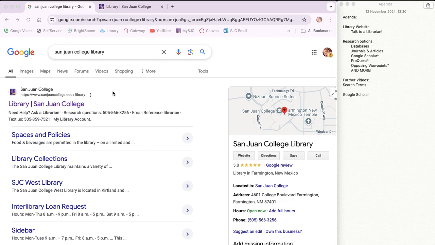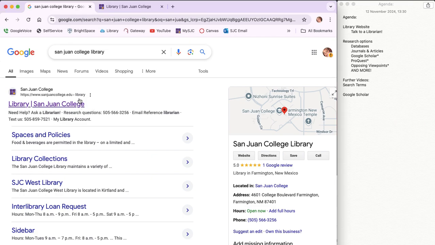So you can see the first thing I did here on Google is a quick search for San Juan College Library, and that brought up information about our library. So when I click on this hyperlink, because you can see there are different colors, dark blue and dark purple, it means that I clicked on this one before, and it means these are all clickable.